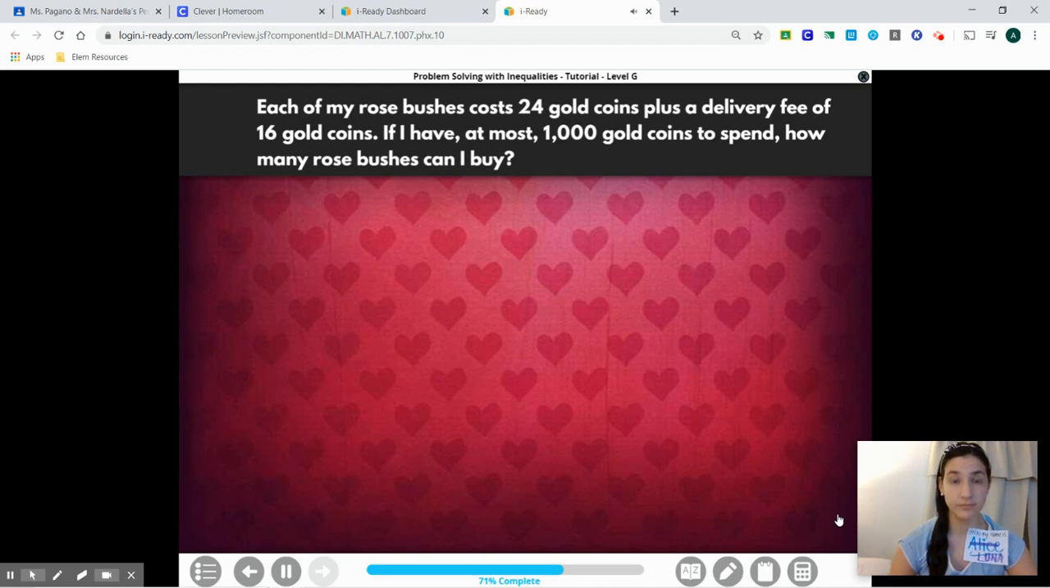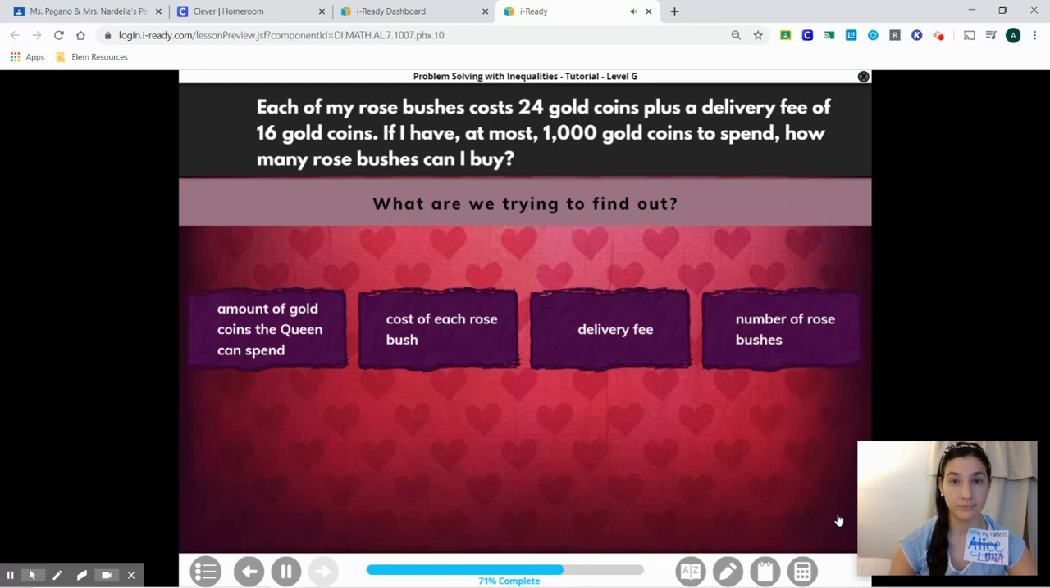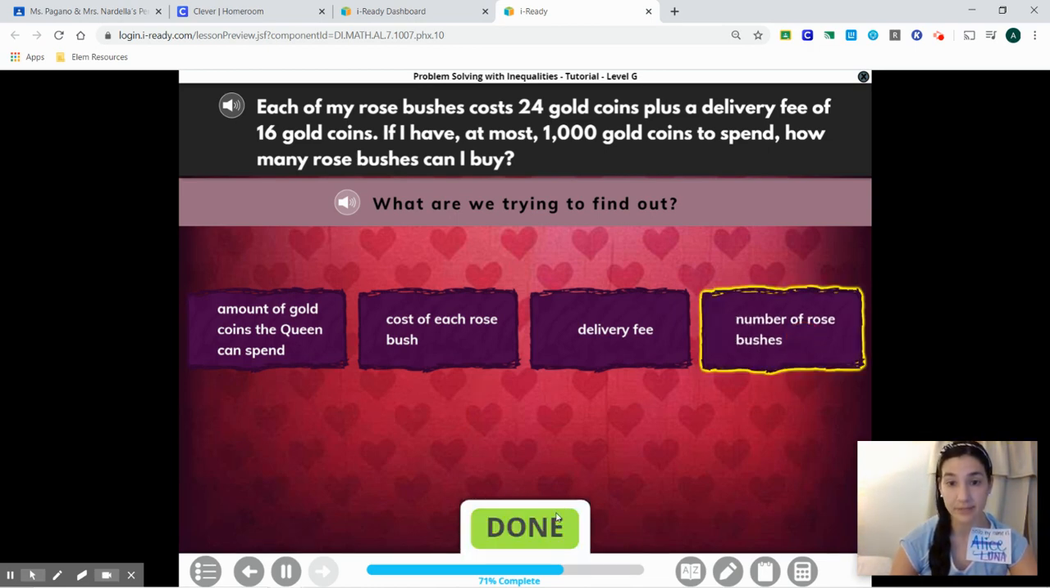Okay, let's break this down. What are we trying to find out? Well, let's look at the question. It says, how many rose bushes can I buy? So we're trying to find out the number of rose bushes.